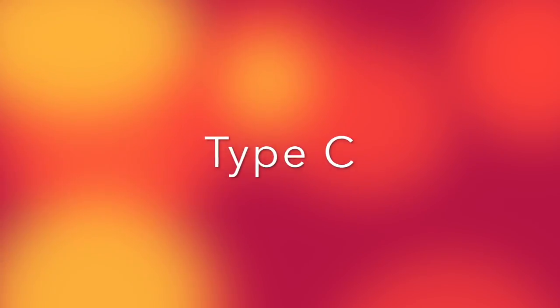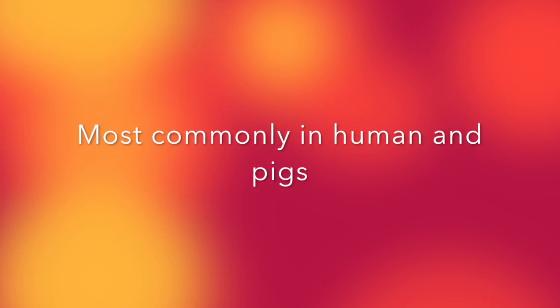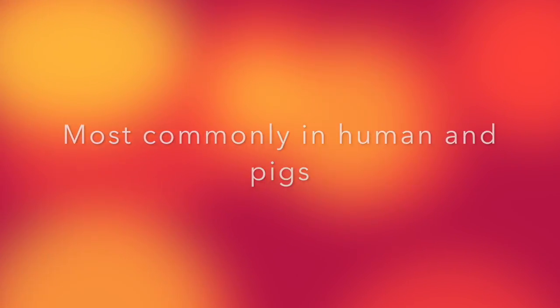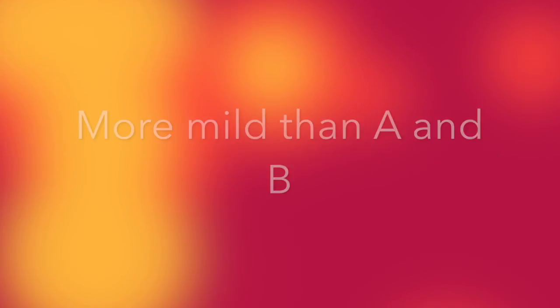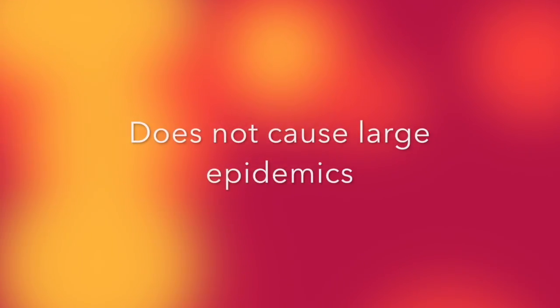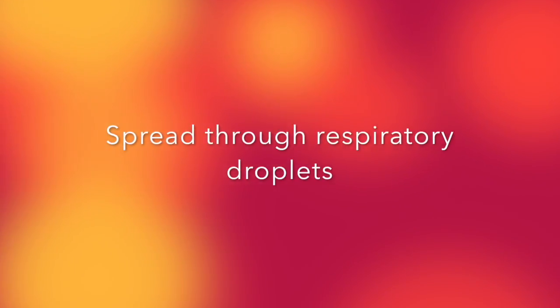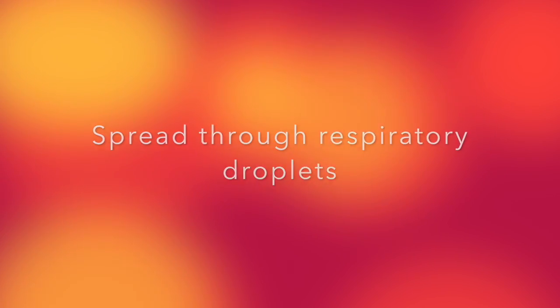Type C. Type C is most commonly found in humans and kids. It's more mild than A and B. It does not cause large epidemics. It's spread through respiratory droplets.